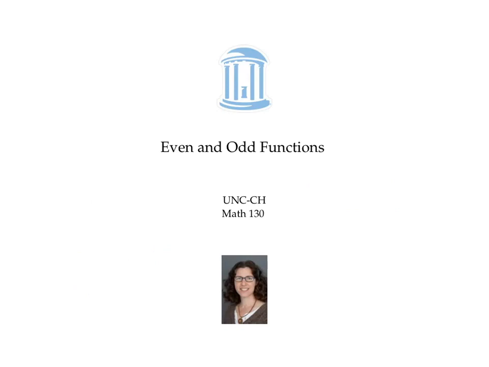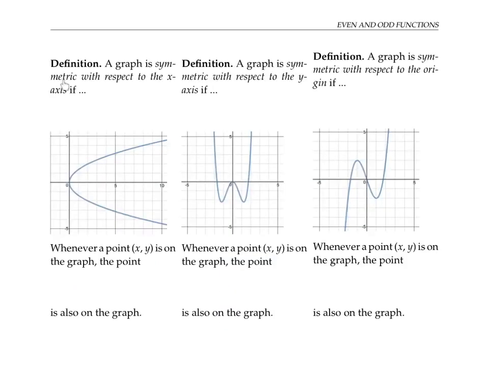This video is about symmetry of graphs and functions. We say that a graph is symmetric with respect to the x-axis if the graph has mirror symmetry with the x-axis as the mirror line. This graph here is an example. Here is the mirror line.